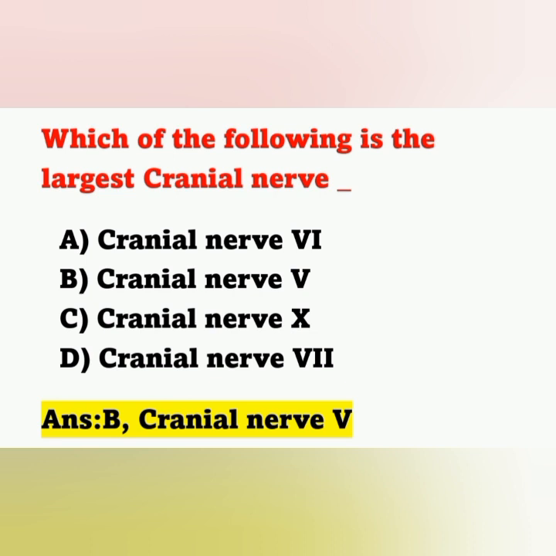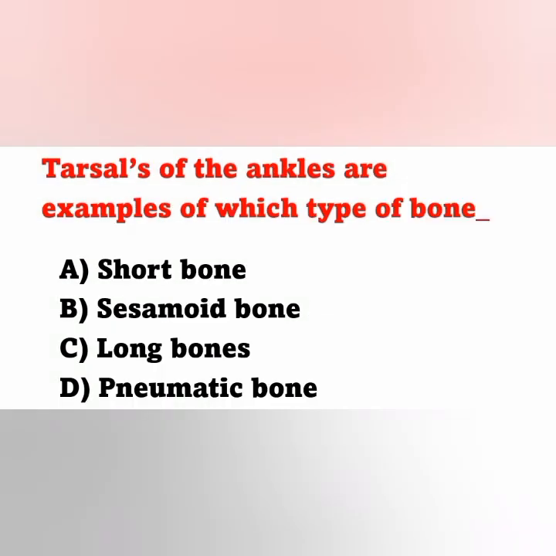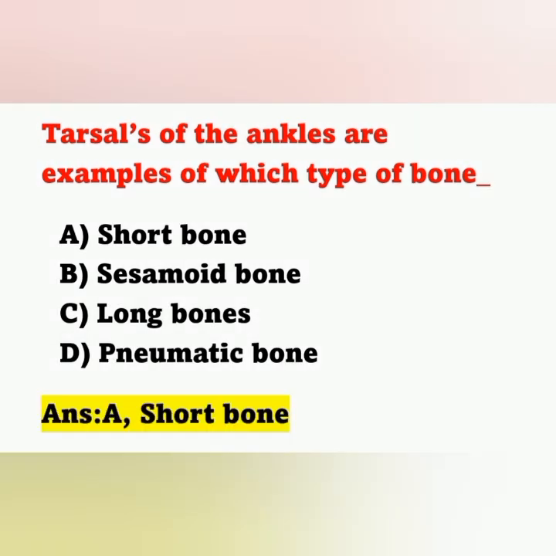And the next and last question in the series, tarsals of the ankle are examples of which type of bone? Option A short bone, option B sesamoid bone, option C long bone, option D pneumatic bone. Tarsal bone is an example of short bone. Option A is the correct answer.